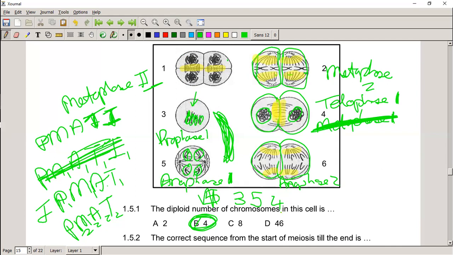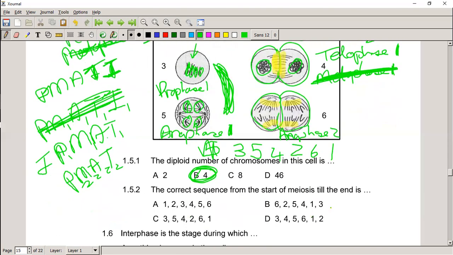Is prophase two shown? No, I don't see it shown. Metaphase two, yes, it's number 2. Anaphase two, yes, number 6, and we end off with telophase two, which is number 1. So 3, 5, 4, 2, 6, 1. C is the correct answer.